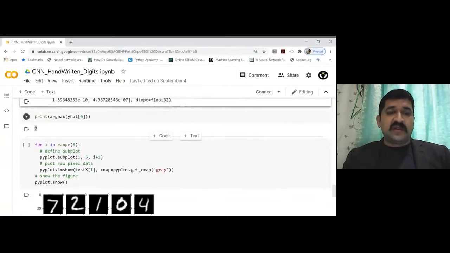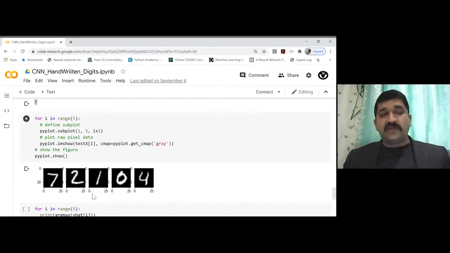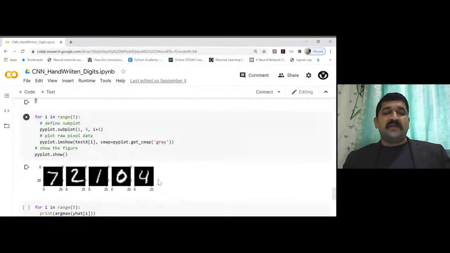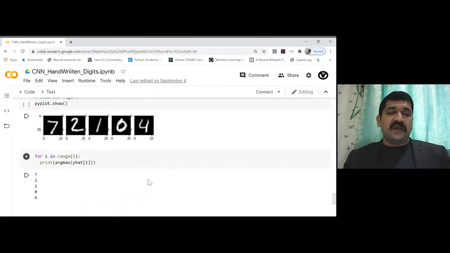On some more inputs I have also tried, like I am passing five inputs with the values 7, 2, 1, 0, and 4. First I am showing what inputs I am passing to my model, and then I am running my model for the same input, and it gives the value, and you can compare. Yes, it has identified 7, 2, 1, 0, and 4.